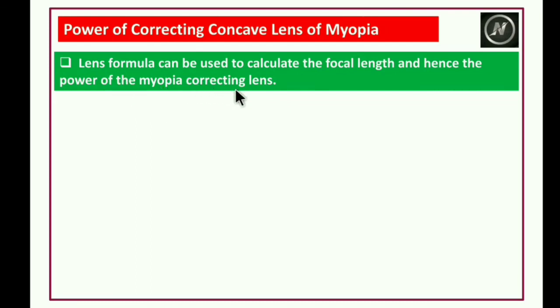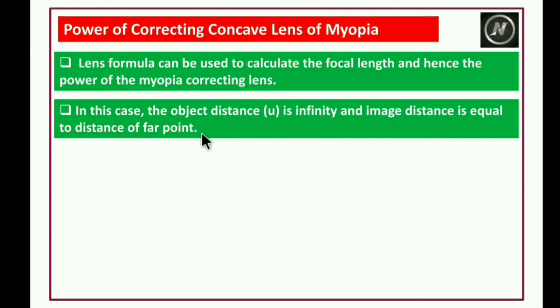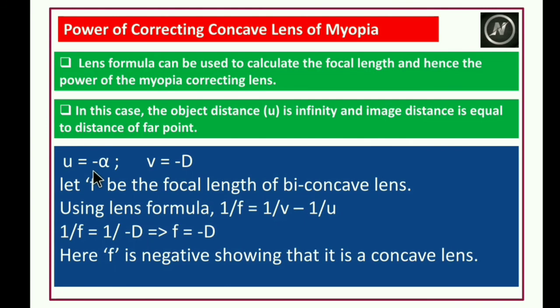The lens formula can be used to calculate the focal length, and hence the power, of the myopia-correcting lens. In this case, the object distance u is infinity and the image distance is equal to the distance of the far point. So u is minus infinity and v is minus d, where d is the distance of the far point.